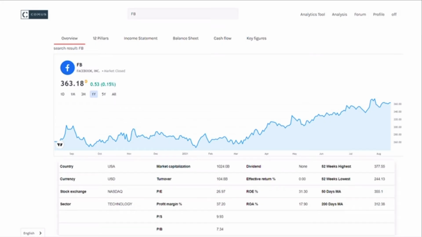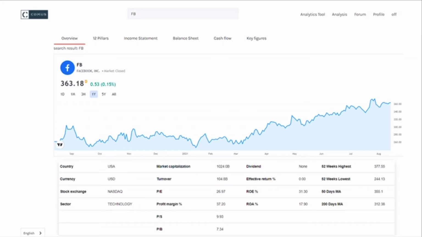As I mentioned, we're going to take a look at Facebook. As many of you guys know, Facebook is a technology company with more than 2 billion active users on their platform, and they are traded on the NASDAQ. So if we move down to the screen, let's take a look at the company.